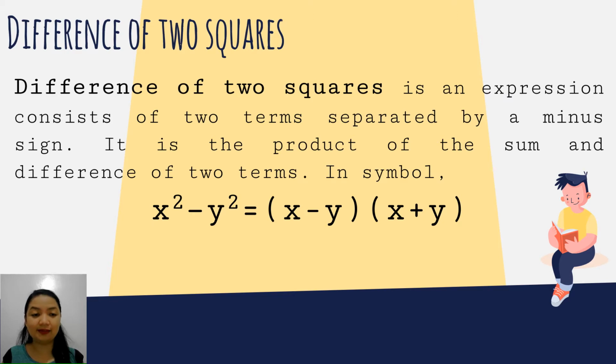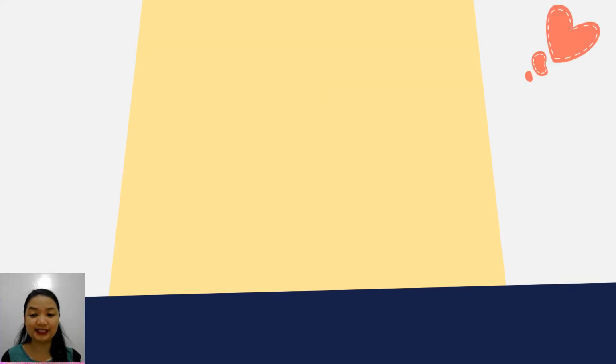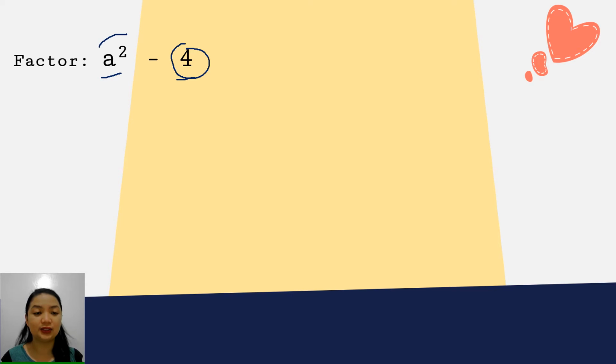So let us have the following. So let us have the first example. I have here a squared minus 4. As you would notice, there are two terms on this expression. That's why it is called binomial. We have a squared and 4. The two terms are separated by a minus sign. Also notice that each term is a perfect square.